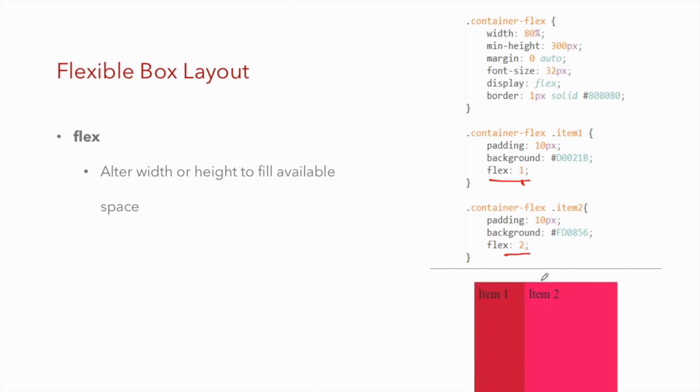Then we have the flexible box layout. In this we basically alter width or height to fill the available space, and that can be done by using the flex property on the child elements. You can notice that I have specified 1 and 2 over here. You can increase these values to 3, 4, 5 and so on. You can see that because I have written 1 here, it has a lower width than the second item, which has a higher width because of this value 2.